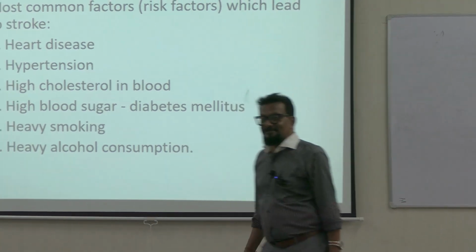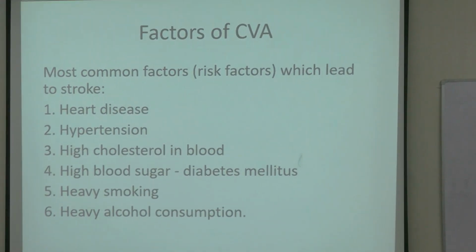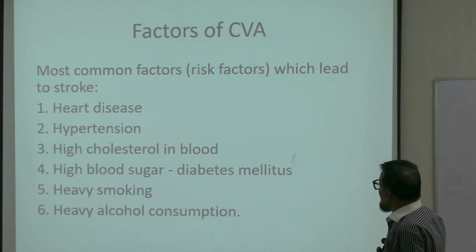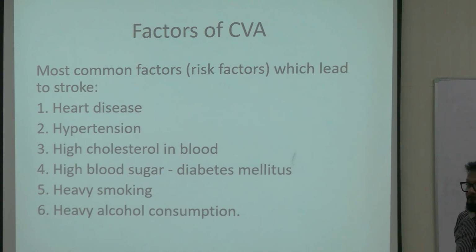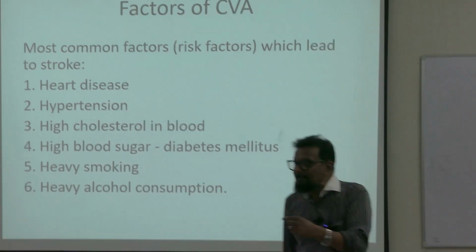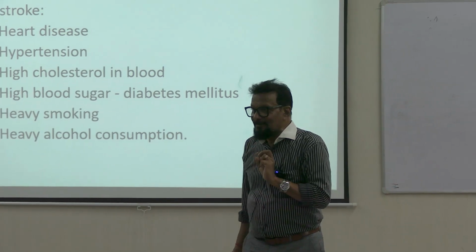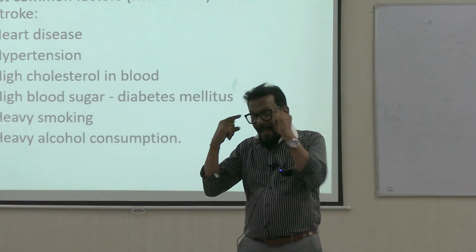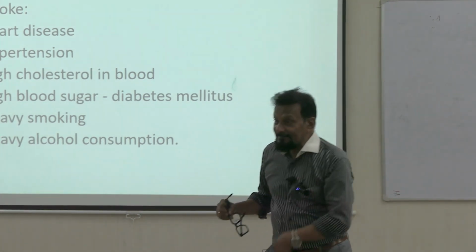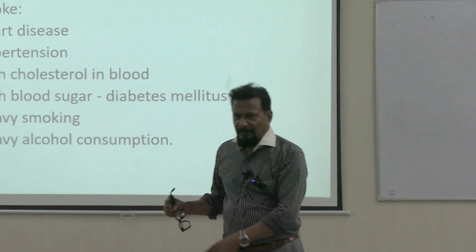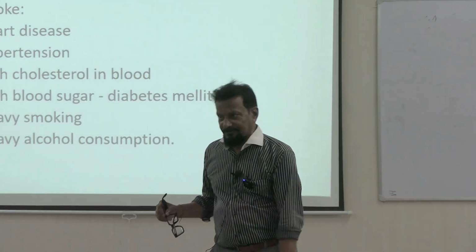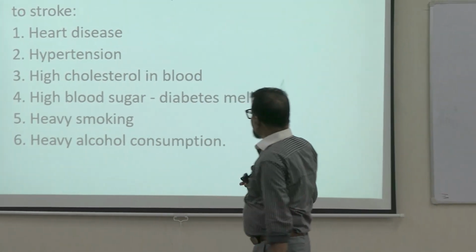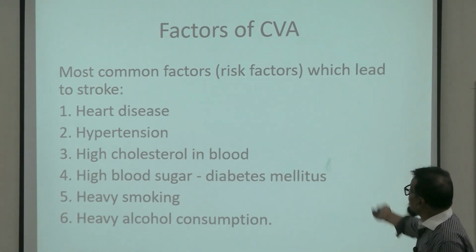These are the factors: heart disease, hypertension, high cholesterol in blood, which causes atherosclerosis, and high blood sugar level. Those who are having diabetes are prone to suffer several diseases: one is cardiac disease, stroke, renal disease, and retinopathy. Another is numbness of the neurons. Heavy smoking, heavy alcohol consumption. So these are the factors that are associated with CVA.